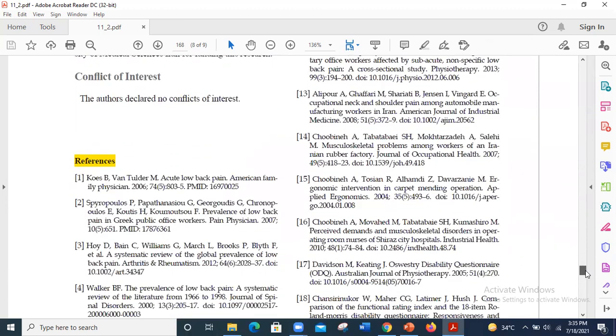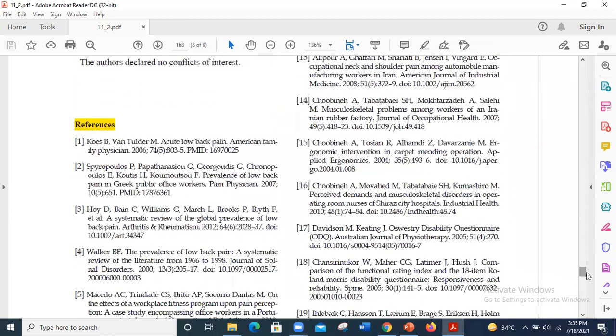Now, the next is the references section. Reference is basically the bibliography. Whatever data you have extracted from other research papers, research articles, you are going to put the references of those specific articles in this section. Okay.